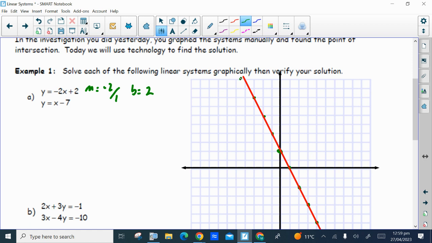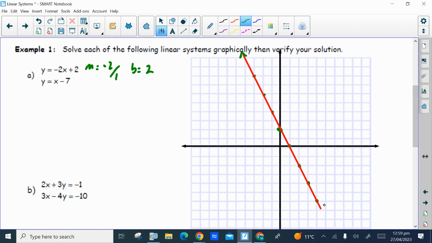And again, our lines always have arrows on the end. The second line is in slope-intercept form as well. M, the number in front of x, would be 1. So we can write that as 1 or 1 over 1, because slope is always rise over run. And B, our y-intercept, is -7.